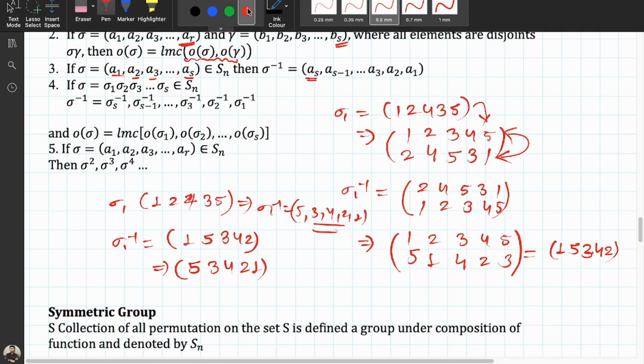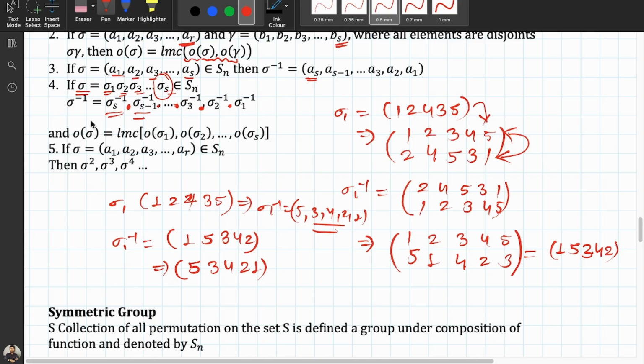And one thing is here also. If you are multiplying sigma 1, sigma 2, sigma 3 up to sigma s, what is the inverse of this? That is sigma s inverse, sigma s minus 1 inverse, and so on. Just try to multiply like this. Okay, these are the inverses. These are the multiplications, and you can also prove them by example.